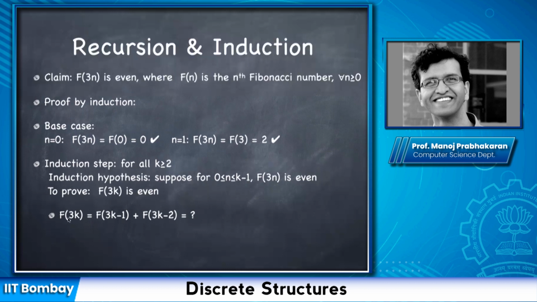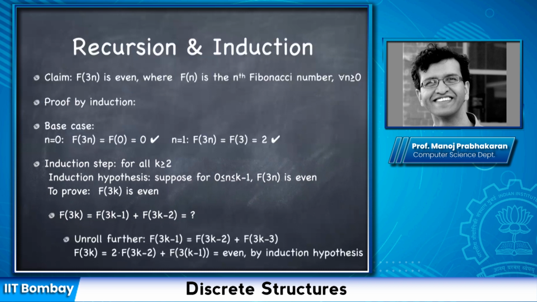We'd like to argue this is even. Unfortunately, our induction hypothesis doesn't tell us anything about F3k minus 1 or F3k minus 2. It tells us something about F3k minus 3. So I cannot directly use my induction hypothesis to reason about these right now. But I can go ahead and unroll this recursion one more step. I will write F3k minus 1 further as F3k minus 2 plus F3k minus 3. And this is a quantity I do have something from the induction hypothesis.